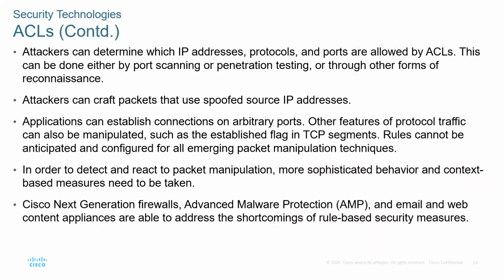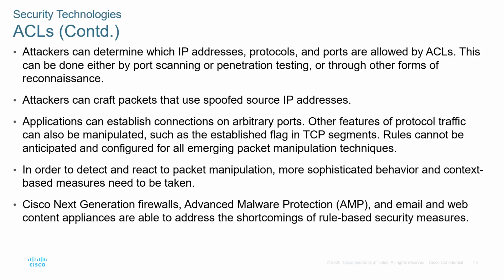And so attackers can determine which IP addresses, protocols, and ports are allowed through these ACLs. This can be done by using port scanning, penetration testing, or other forms of reconnaissance. The attackers will then craft packets using spoofed source IP addresses. That way it bypasses those ACLs. And applications can establish connections on arbitrary ports. So other features of protocol traffic can be manipulated, such as the established flag in TCP segments. Rules cannot be anticipated and configured for all emerging packet manipulation techniques.